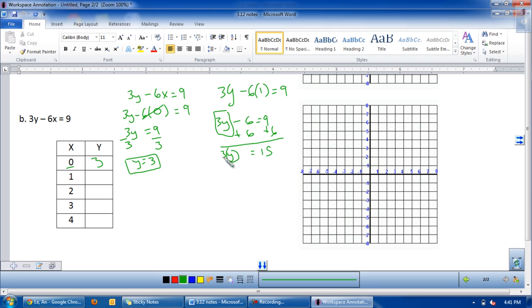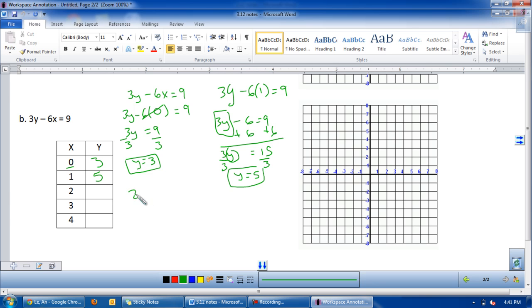Circle the variable. We want to undo the 3, so we're going to divide both sides by 3. Y is equal to 5. So here we go. At this point, if you want to pause the video, you can go ahead and do that. And then when you're ready to check your work, you can continue the video. Okay? Alright, well, I'm going to continue working.